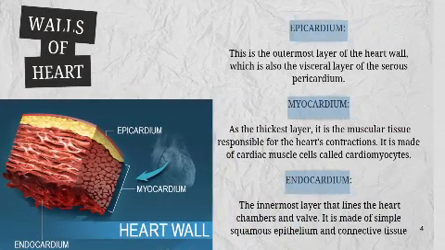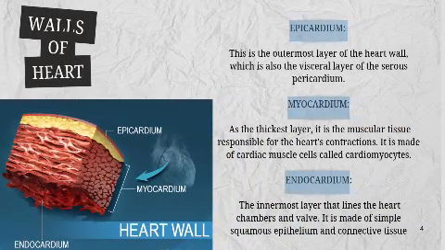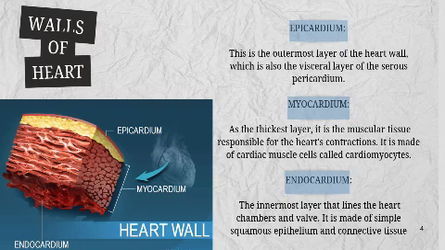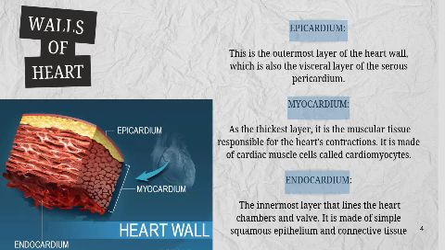Let's talk about the walls of the heart. The epicardium is the outermost layer, which is also the visceral layer of the serous pericardium. The myocardium is the thickest layer and has muscular tissues responsible for contractions. The endocardium is the innermost layer and lines the heart chambers and valves, and is made of squamous epithelium and connective tissues.